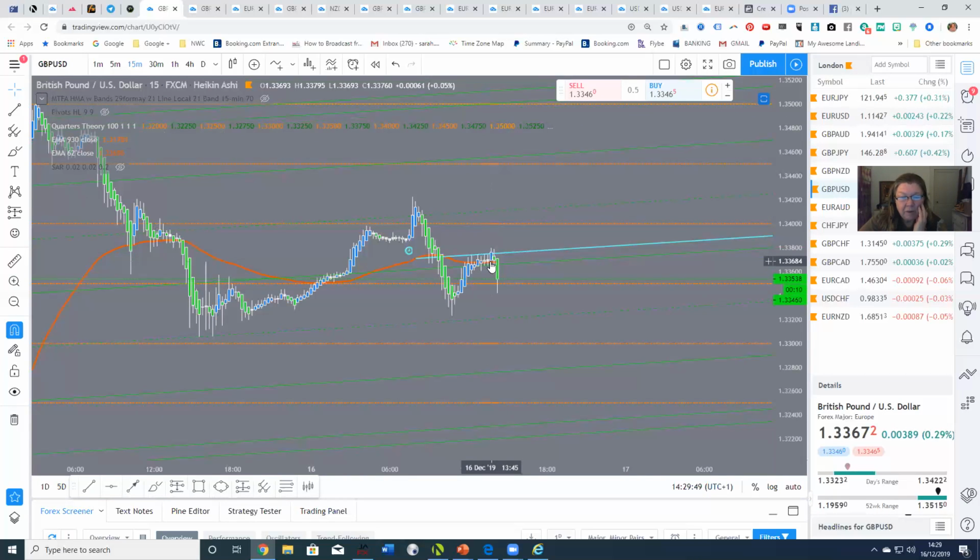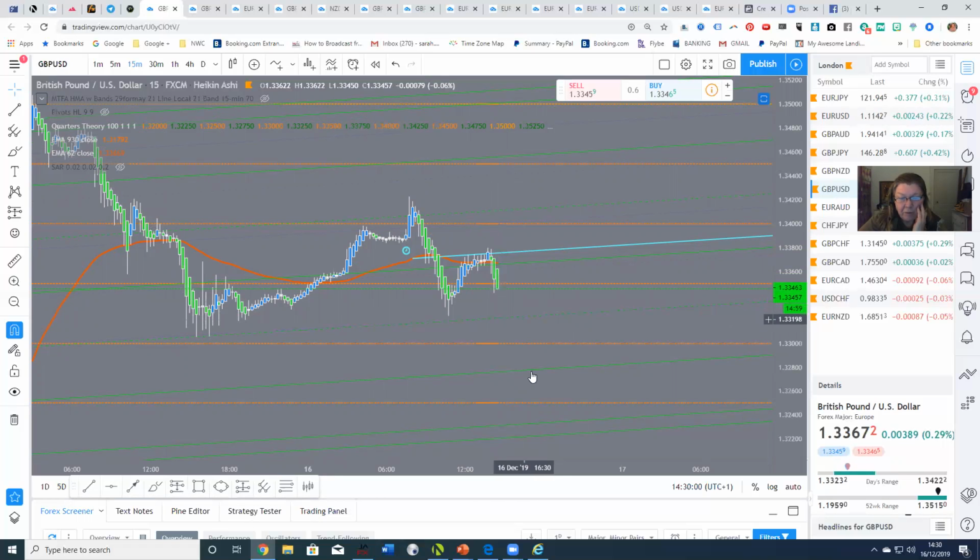So obviously the banker strategy, the sniper strategy, you have to balance that out. But you have got quarter theory here where it's wicking through, and generally I'm still on this green upward scan.